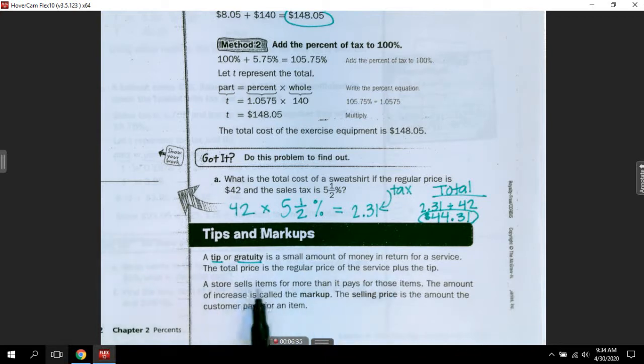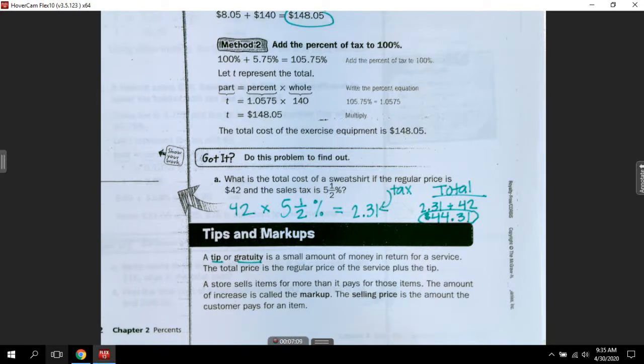Okay. So a store sells items for more than it pays for those items, so that they can make money. The amount of increase is called the markup. The selling price is the amount that the customer pays for an item. So Walmart might get that pair of pants for, I don't know, $20. Okay, Walmart pays $20 for that pair of pants. Well, you're not going to pay $20. You're going to pay $30. So Walmart is marking it up so that they make a profit on it. Okay, so they're making money. So a markup is just an increased price.